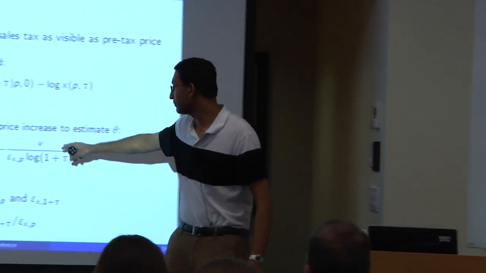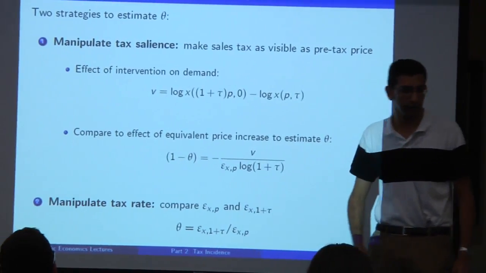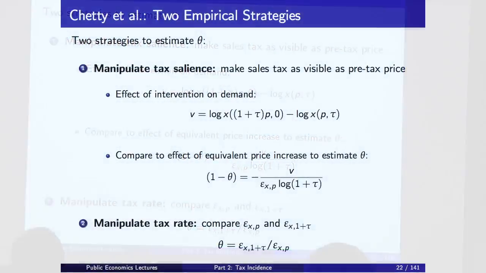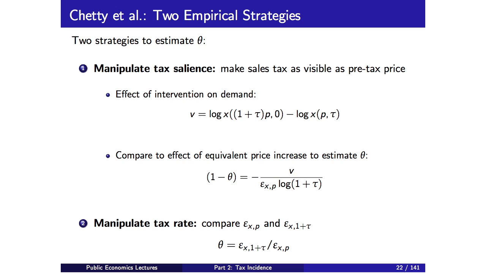So you can work out the simple math for this equation, but basically that's what it's telling you, that if I compare the effect of that intervention to the price elasticity multiplied by the size of the tax, I end up estimating the degree of underreaction to the tax change, right?